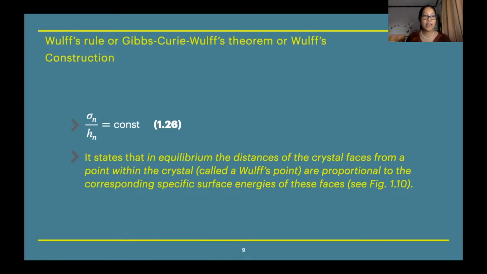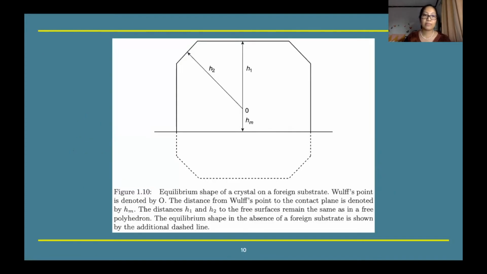What does this say? The Wulff's construction, or the Gibbs-Curie-Wulff theorem, states that in equilibrium, the distances of the crystal faces from a point within the crystal, which we now call the Wulff's point, are proportional to the corresponding specific surface energies of these faces. And there's figure 1.10 to illustrate this. Figure 1.10 shows the equilibrium shape of a crystal.